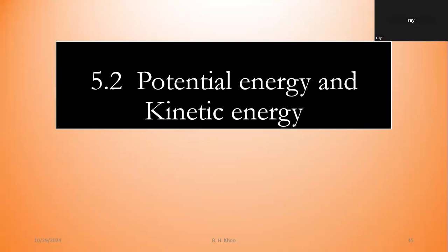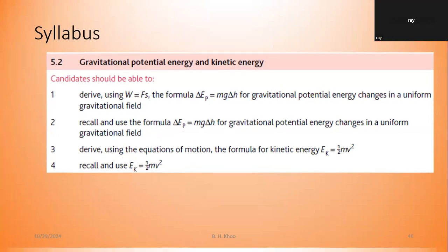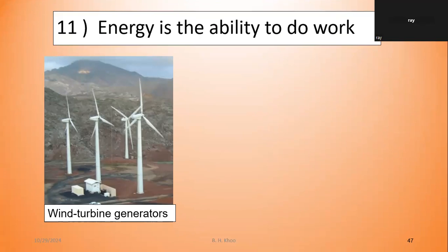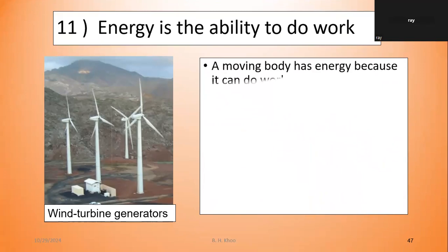Potential energy and kinetic energy. Right, that's the syllabus, 5.2. Energy is the ability to do work. So if we want to find the energy of a device, we let it do work. A moving body has energy because it can do work. Right? Example, a turbine is rotating, so it's converting wind energy.